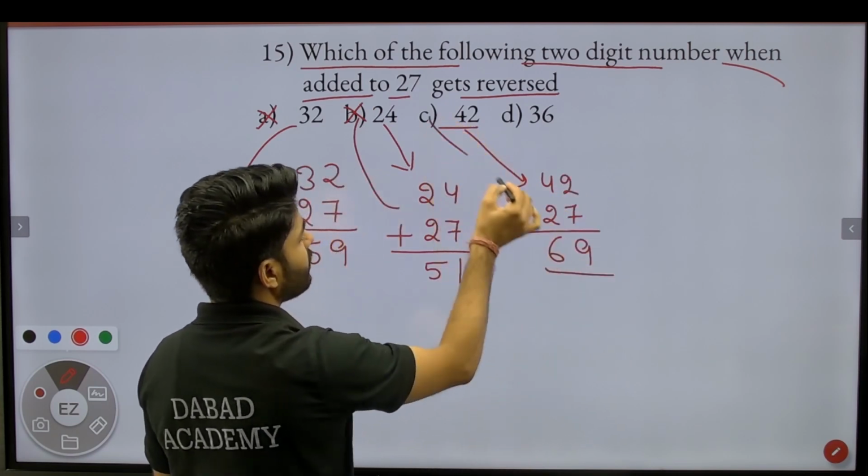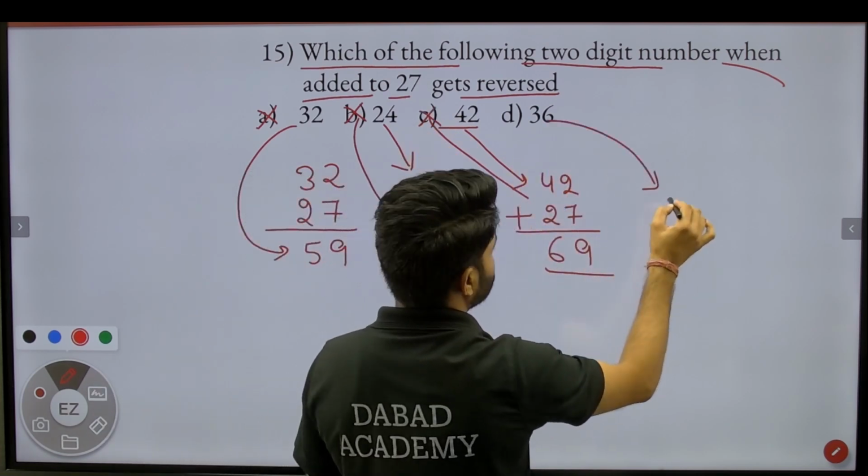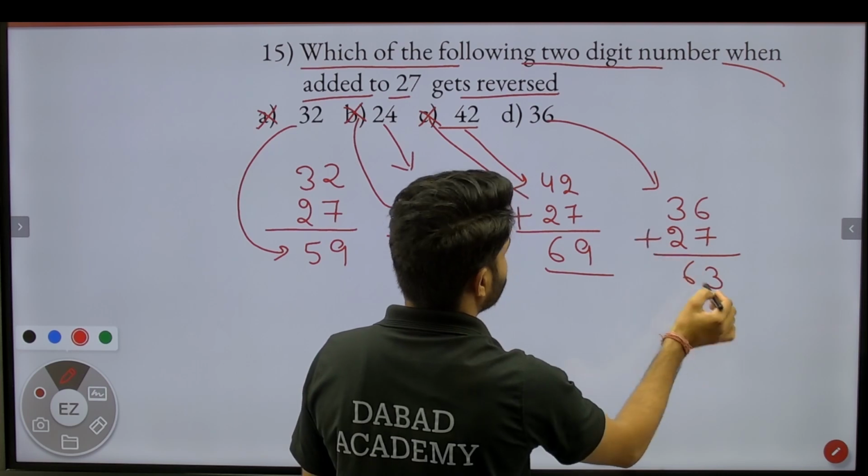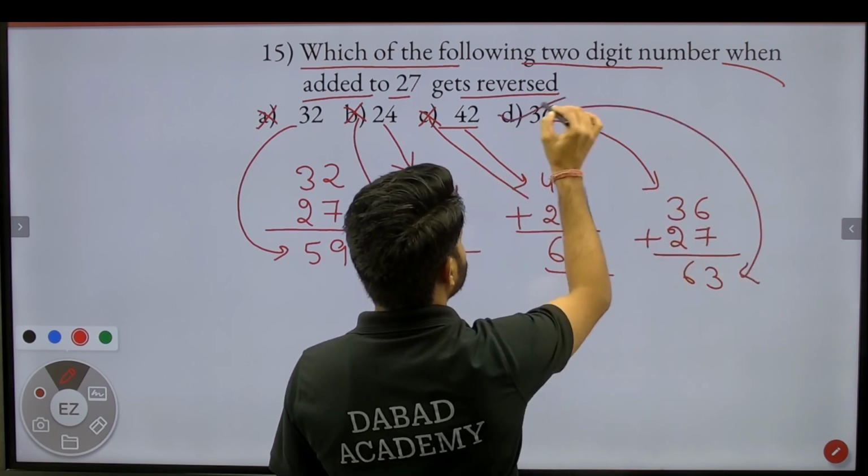69. That was not the reverse of 42. Now we have option D, that is 36. We add 27 to 36, that is 63. So that is the reverse of 36. So D is the right answer.